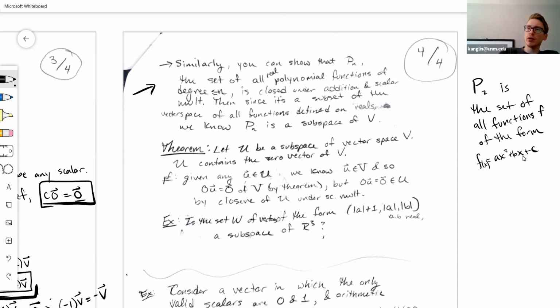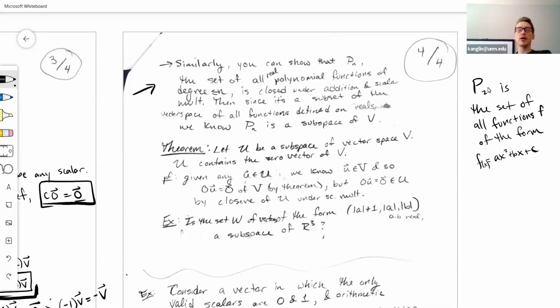Meaning a could be 0, you're okay still having a linear function in P2, or even b could be 0, you just have a constant function in P2. And if c is 0, the 0 function is still a constant function, that's still in P2. So long as we don't take a higher degree, and it's still a polynomial, so long as we don't take a higher degree than 2, it's still considered to be in P2.